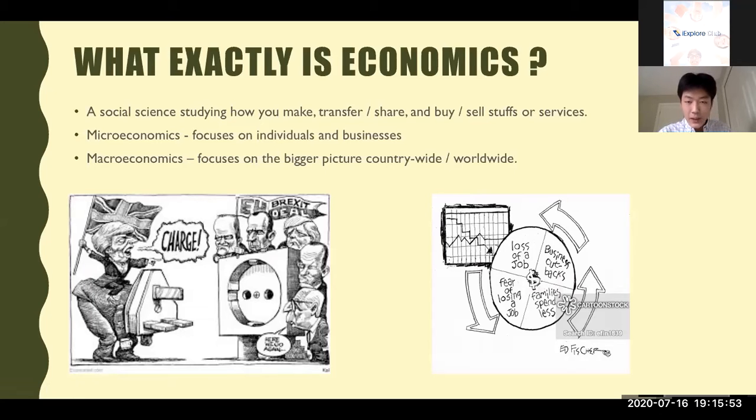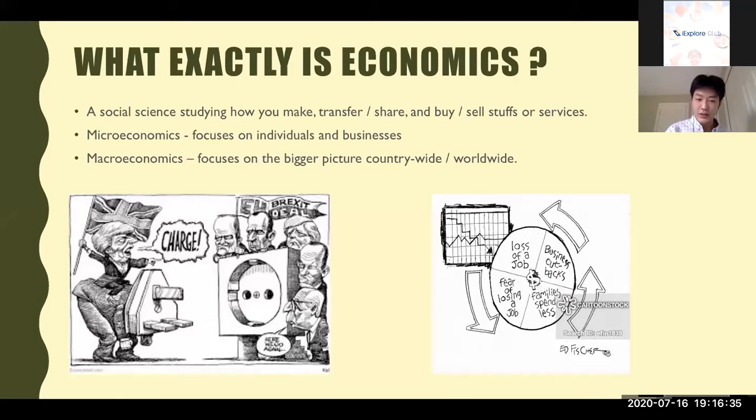So at the same time, economics is actually divided into two branches. One is called microeconomics, and the other one is called macroeconomics. They might sound really similar, but they're actually very different, because as you can see from the name, microeconomics is focusing on individuals and businesses, while macroeconomics is focusing on the bigger picture, countrywide or worldwide.